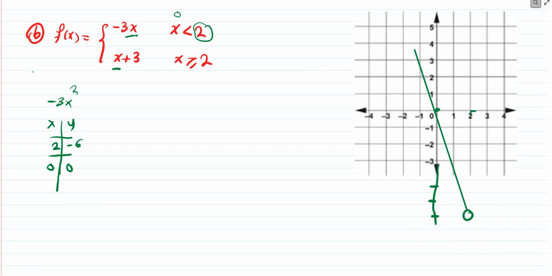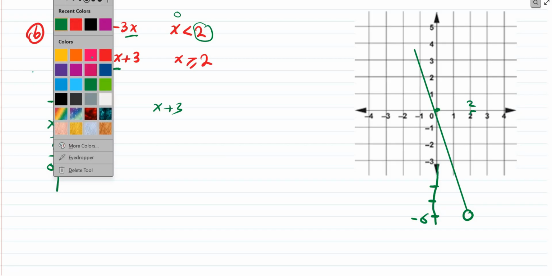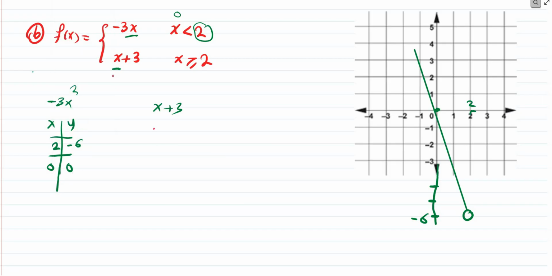For the second part, dear students, it's going to be the same thing. This is -6 about y, and this is 2 about x. So (2, -6) is the point. About the second one, we have x plus 3. Dear students, change the color to be clearer.